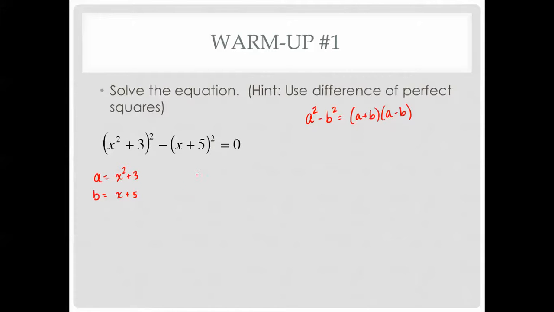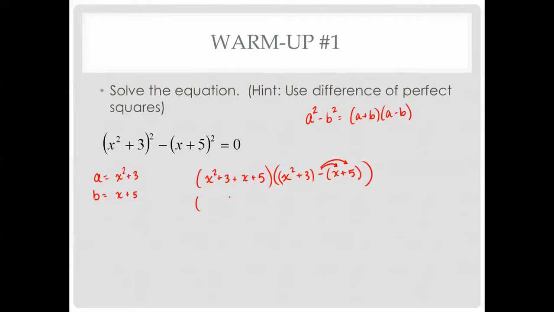So let's see what this looks like. It'd be a plus b times a minus b. And so I'm going to put those in parentheses because when I combine like terms, I'm really distributing this negative.